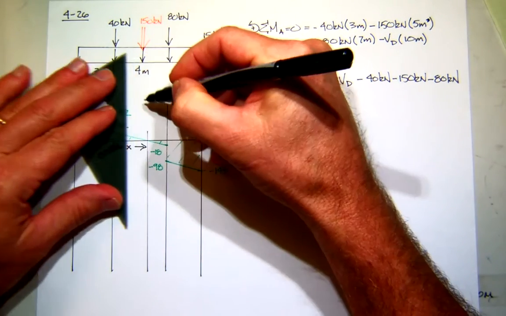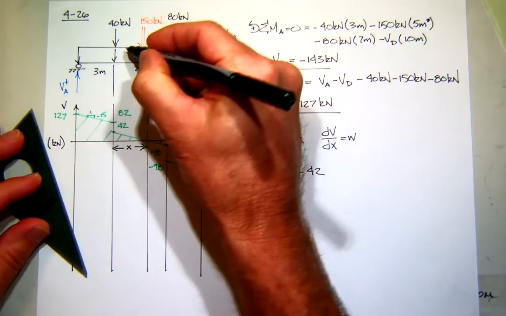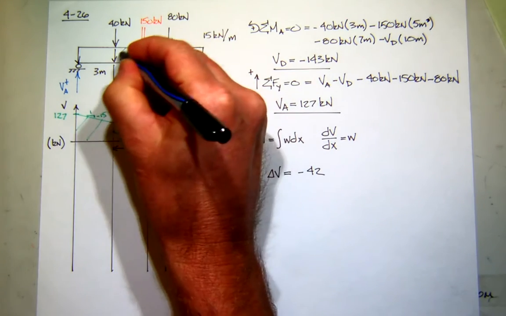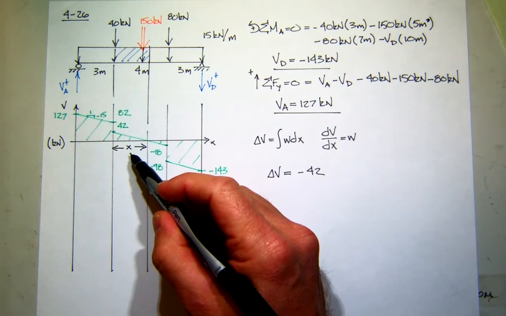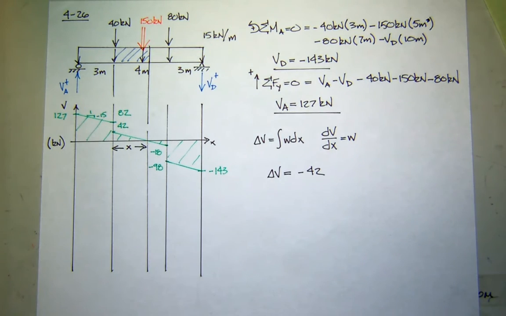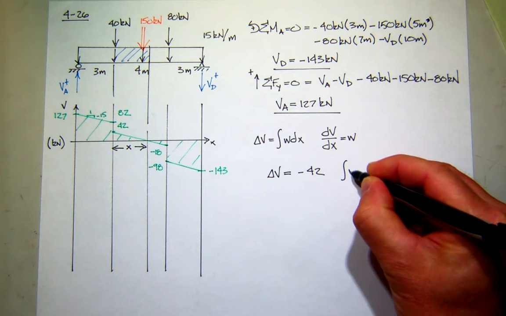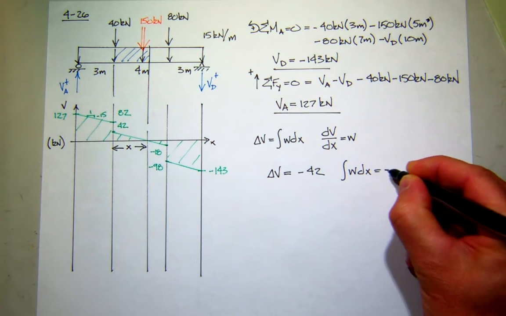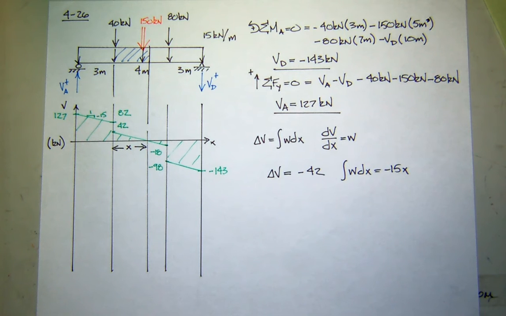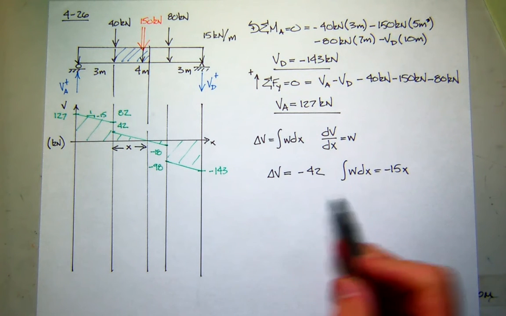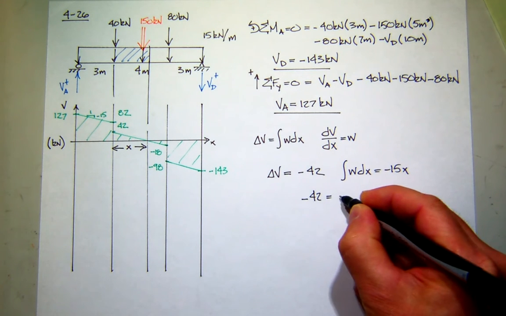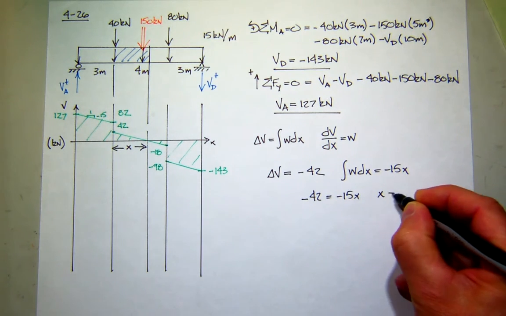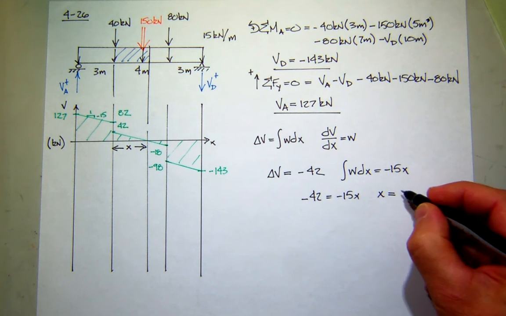Simultaneously, if you go up and you look at the area under the load curve, what is the area under the load curve? It's a rectangle. It would have a base of x and a height of negative 15. So simultaneously the area under the load curve is negative 15 times x. Right? Those two things are equal. So I get an equation that says negative 42 equals negative 15 times x. Solve for x. And what do you get, Mr. Maxey? 2.8.